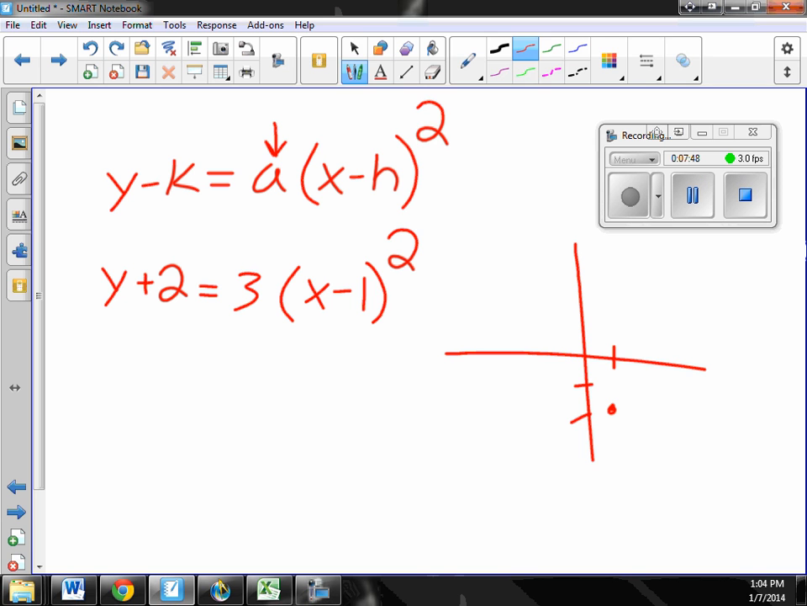Up. And normally, you take your vertex and you go over 1, up 1, over 1, up 1, and that is your basic parabola. But this parabola is 3 times taller. So instead of over 1, up 1, it's going to be over 1, up 3. 1, 2, 3, and over 1, 1, 2, 3. So this is 3 times taller than the original. Does that make sense?